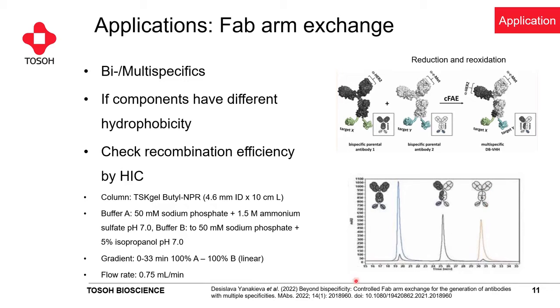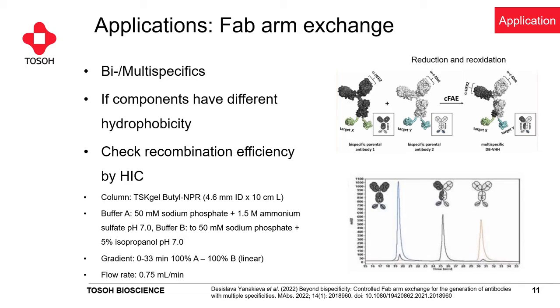And as in this case, the parental antibodies were actually very different in their hydrophobicity. If we look at this and this, we do see that this gray one is much less hydrophobic compared to this brighter one. And if we now have the Fab arm exchanged, what we will find is something in the middle. So also for these kinds of things, it's possible to use hydrophobic interaction chromatography.